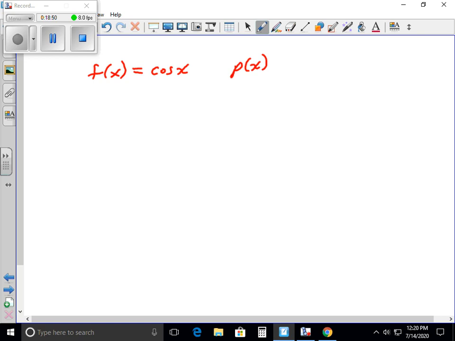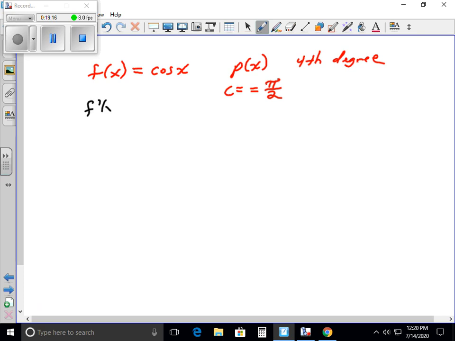We want to find a 4th degree polynomial, and let's say that we want it centered at pi over 2. So 4th degree. And let's change this to c instead of x. So if it's 4th degree, we need 4 derivatives.